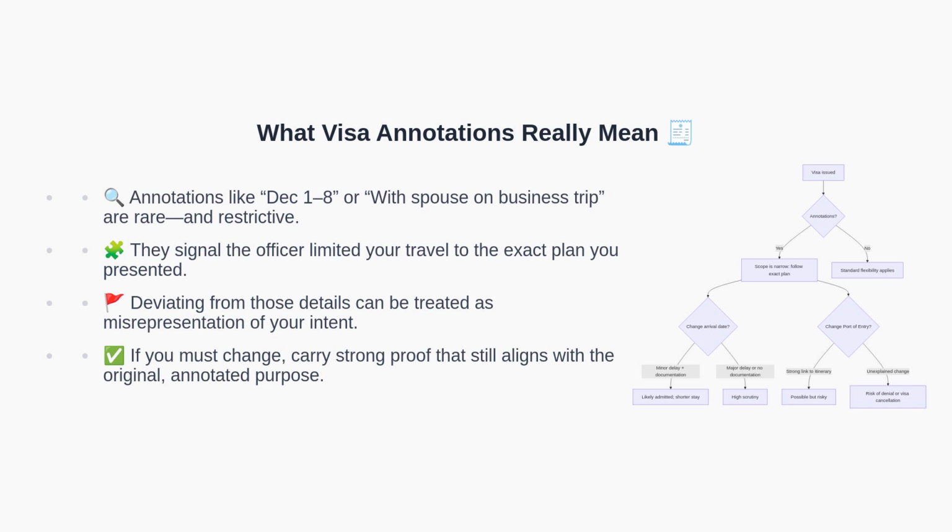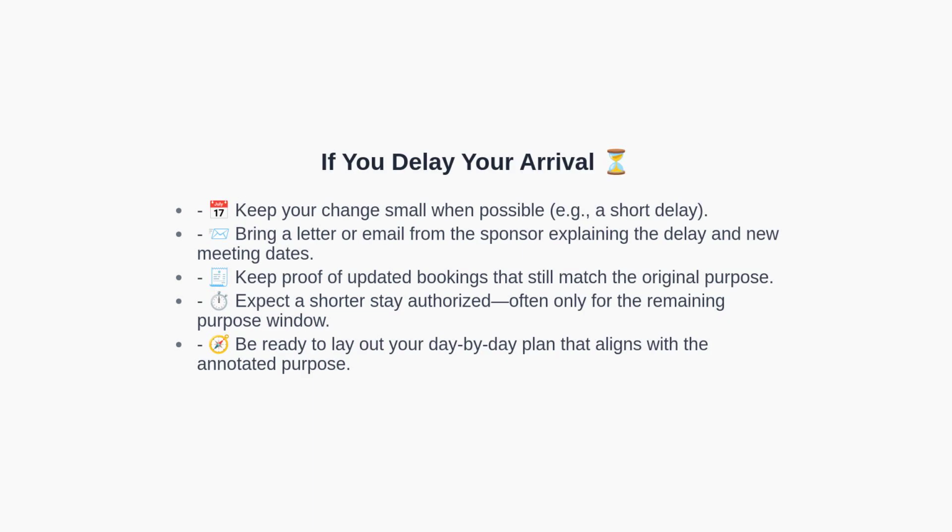Now let's clarify what visa annotations mean. If your B1 or B2 visa has specific dates or a detailed purpose, that is unusual and indicates a restricted scope. The consular officer has effectively tied your visit to those specifics. Therefore, any deviation, such as changing dates or the port of entry, can raise concerns of misrepresentation. If changes are unavoidable, ensure you have evidence that still connects the revised plan to the original purpose described by the annotation.